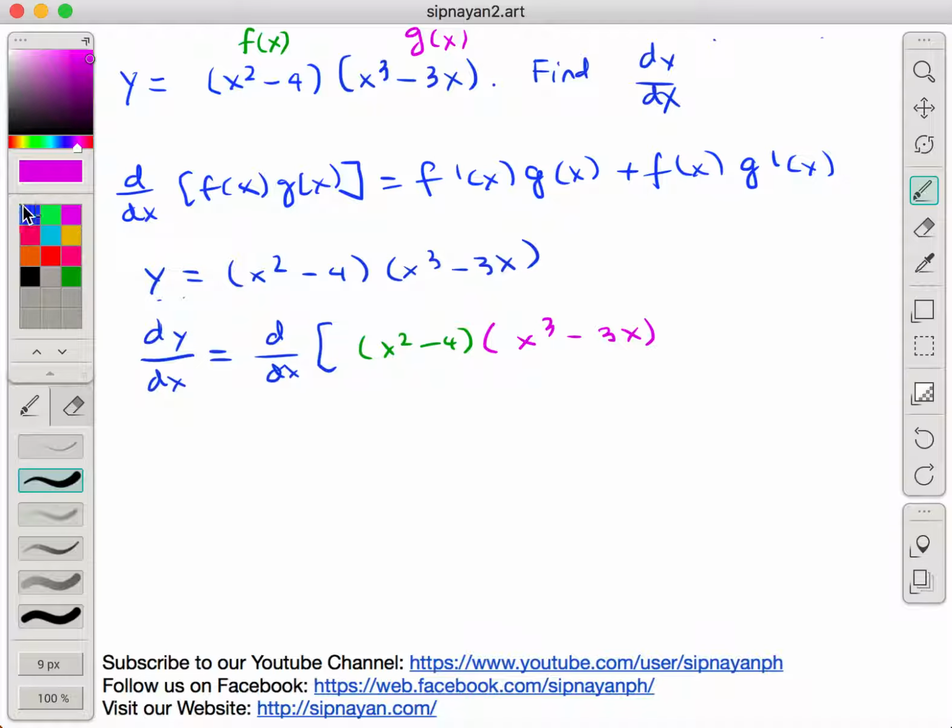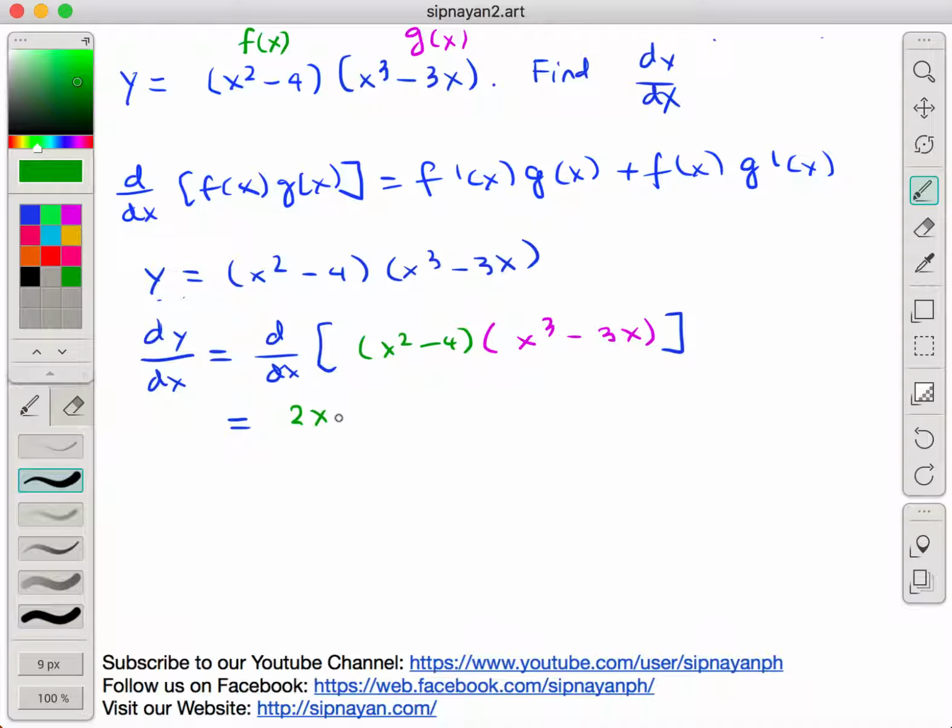Now, to get the derivative, what do we do? Get the derivative first of the first function, f of x. What is the derivative of x squared minus 4? For x squared, by the power rule, we bring down the 2 to make 2x, and the exponent is reduced by one, so x to the first power, which can be written as just x.